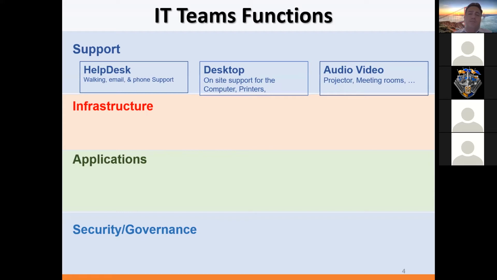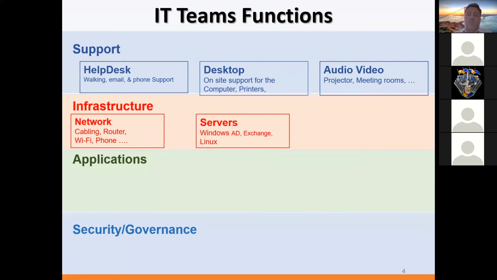Good. Yes. The network team are the ones responsible for the cables, the router, the Wi-Fi, the phone. We also have what? The server team. The guys who have the Active Directory, the email, the Exchange, the Linux, all these extra servers. We call them the infrastructure team.